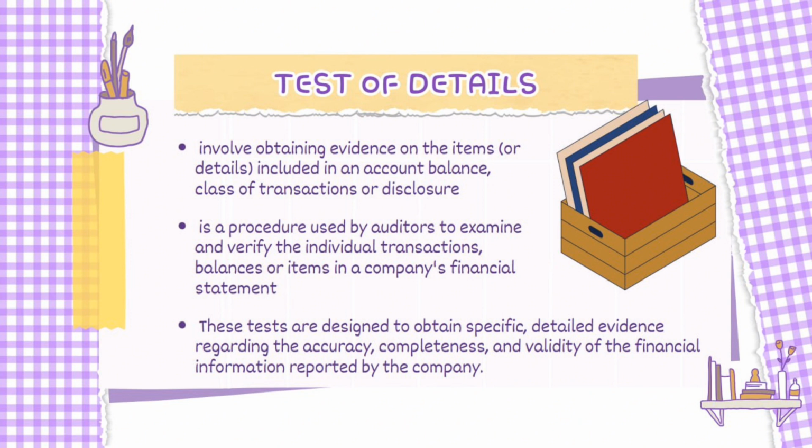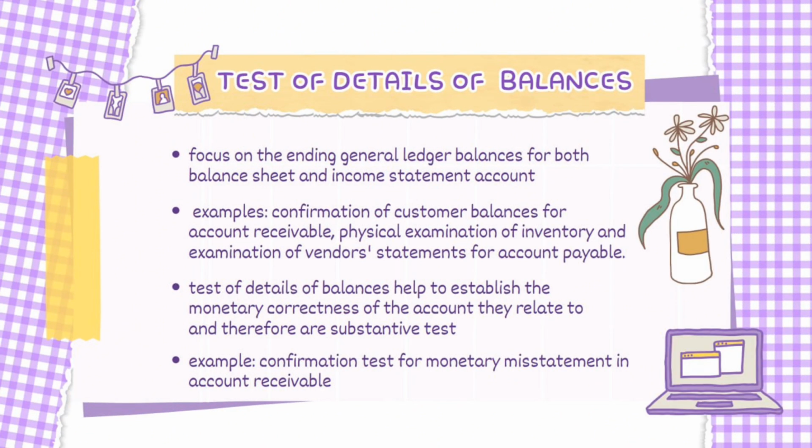So, what are tests of details? Tests of details involve obtaining evidence on the items or details included in an account, balance, class of transactions, or disclosure. It is also a procedure used by auditors to examine and verify the individual transactions, balances, or items in a company's financial statements. These tests are designed to obtain specific detailed evidence regarding the accuracy, completeness, and validity of the financial information reported by the company.